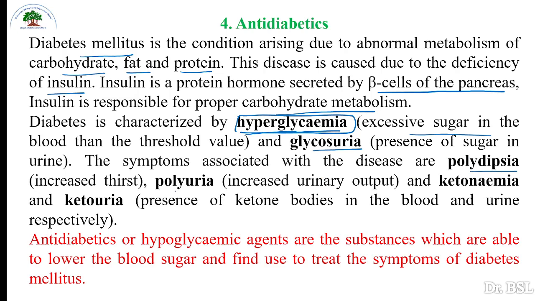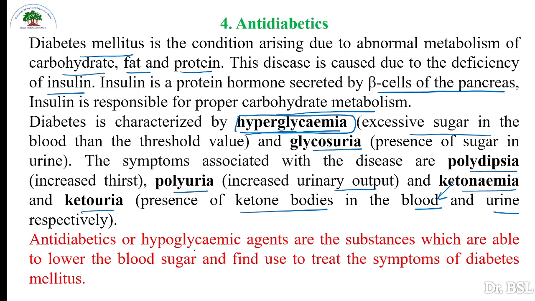polydipsia, that means increased thirst, then polyuria, increased urinary output, and ketonemia and ketouria, presence of ketone bodies in blood and urine. Ketonemia is nothing but presence of ketone bodies in blood, and ketouria means presence of ketone bodies in urine.